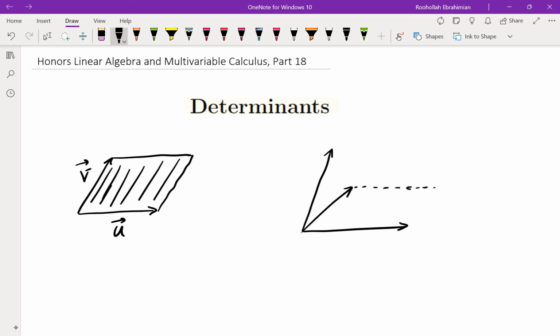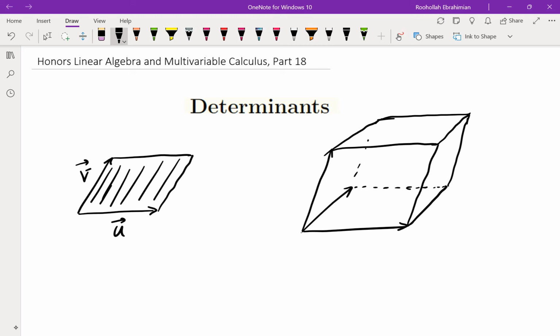which is a 3-dimensional version of parallelograms, which would be a region that has 6 sides. The sides are pairwise parallel to each other. So the top side and the bottom side are parallel. The left and right are parallel, and the front and back are also parallel. So if you look at the vectors u, v, and w, we are trying to define determinant to give us the volume of this region.